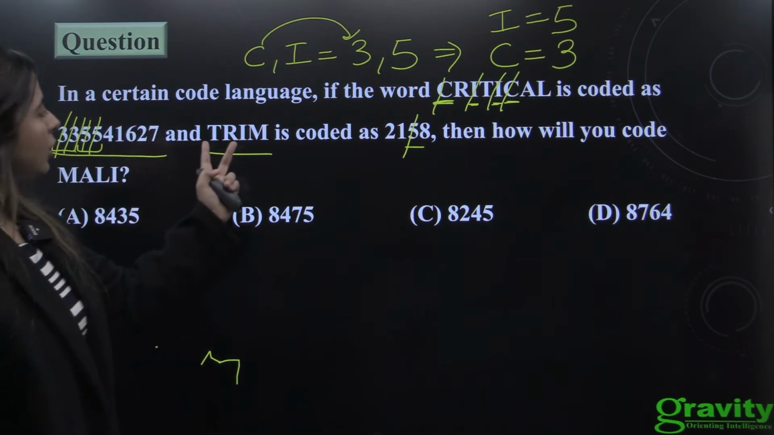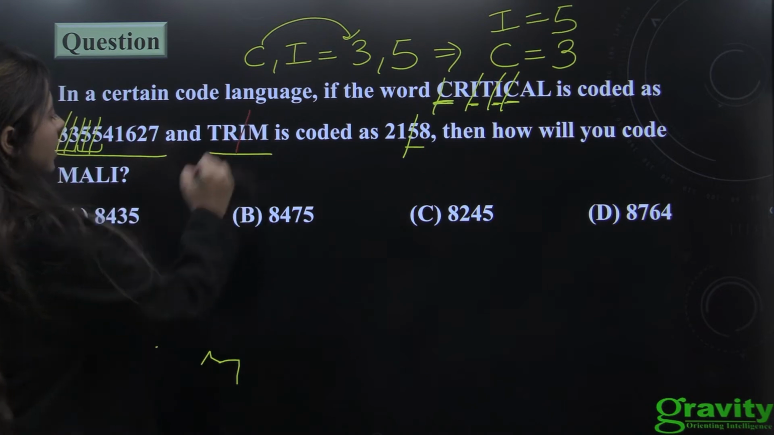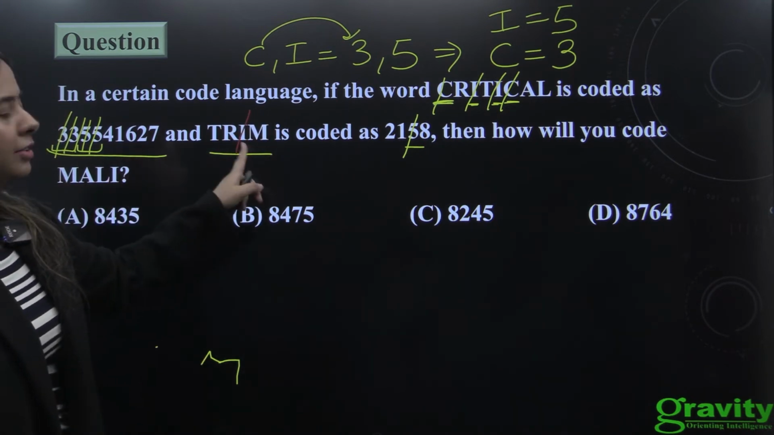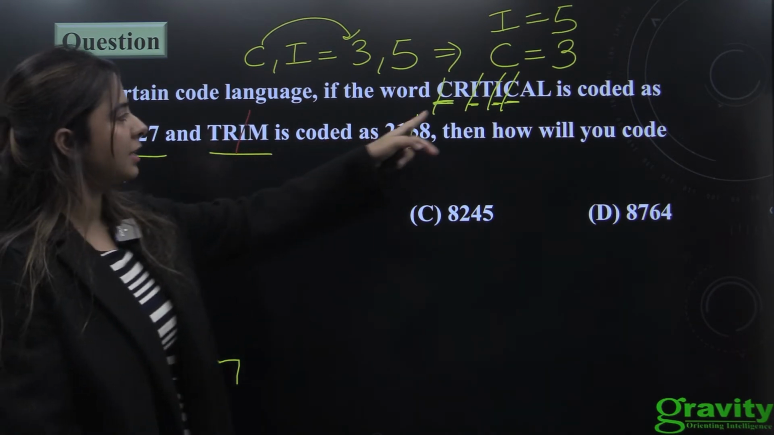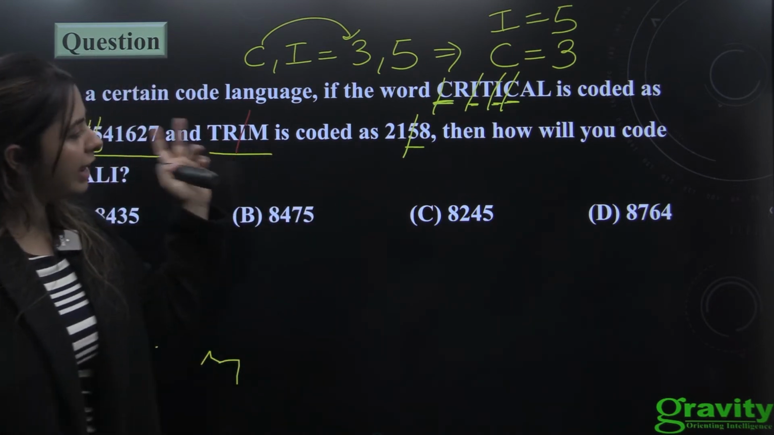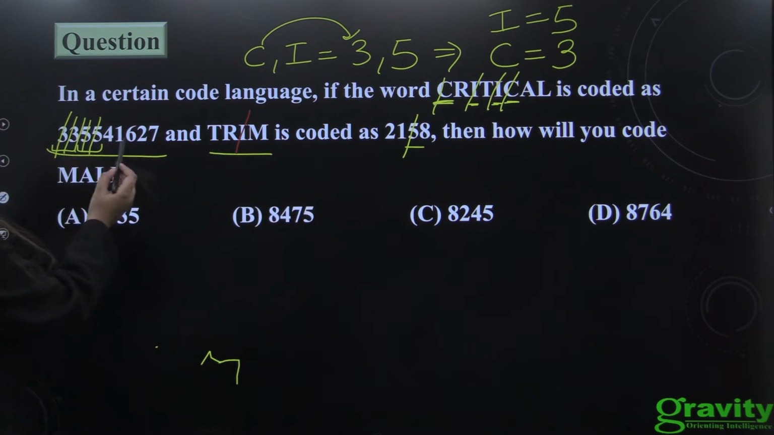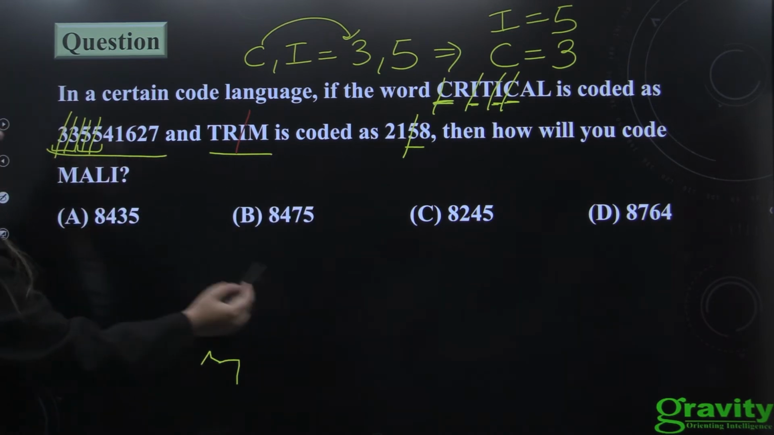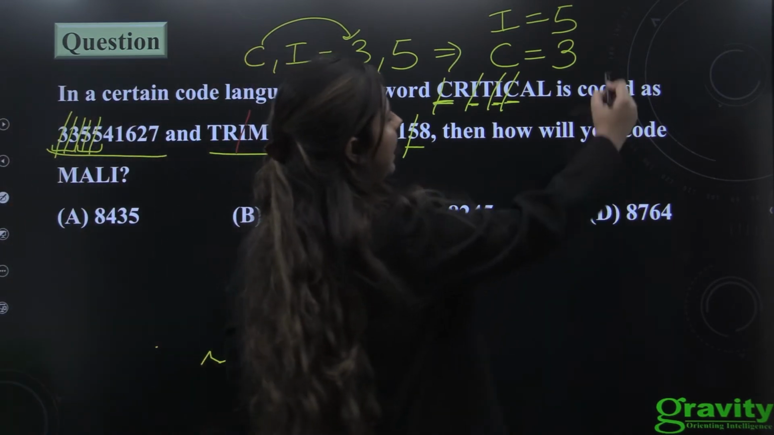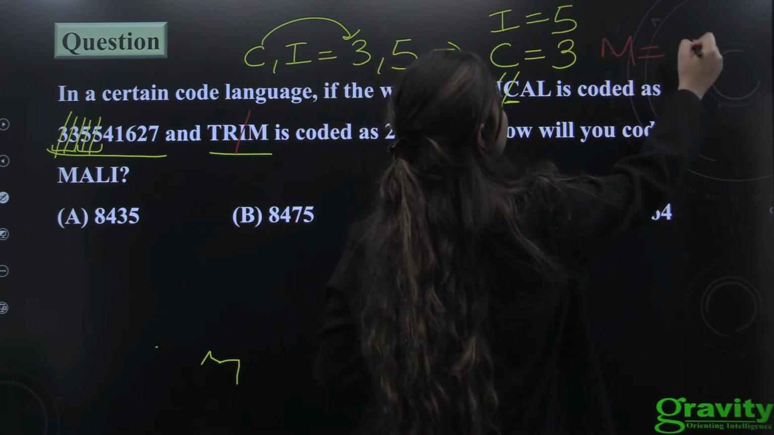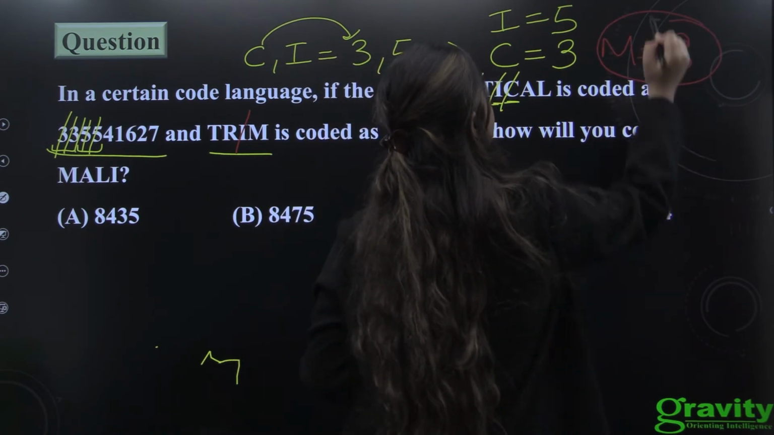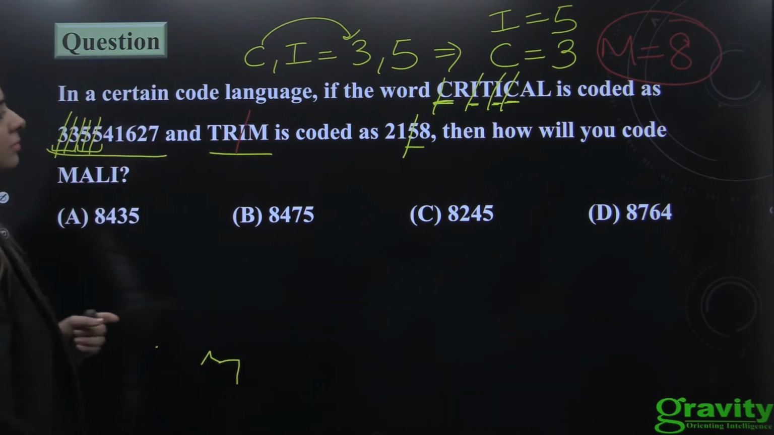Now look at M. Trim has an M in it, critical doesn't. So the code of M shouldn't repeat anywhere in critical. 2 repeats, 1 repeats, 8 doesn't repeat. That means the code for M is 8. We are done with 8.